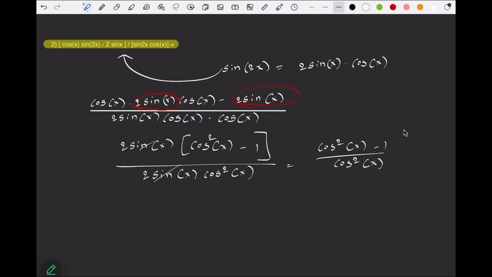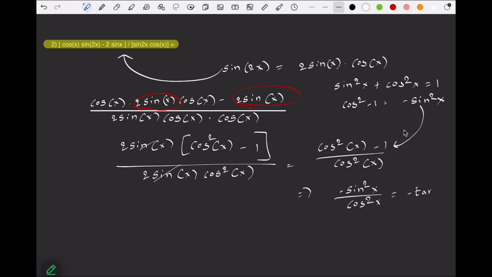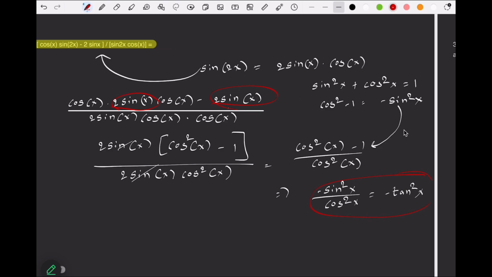From one of our three trigonometric identities, sin square x plus cos square x equals 1, we can write cos square x minus 1 equals minus sin square x. So if you substitute this expression in the numerator, it becomes minus sin square x divided by cos square x, which equals minus tan square x. So the answer is negative tan square x. Let's jump into the next question.